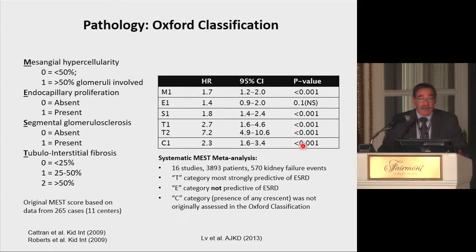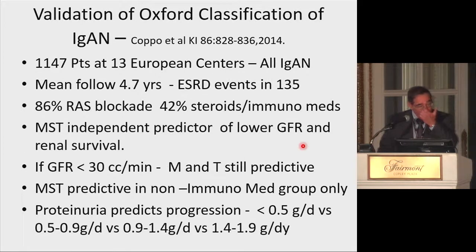Now, you'd have to say MESTC, but nevertheless, if you think of any glomerular disease, tubulointerstitial fibrosis is a bad finding, crescents are a bad finding. That's pretty universal. Recently, the VALIGA study has done a validation of this. This is now 1,100 patients in 13 European centers. The follow-up is 4.7 years, end-stage renal disease in about 10%. Almost everybody's getting ACE inhibitor or ARB, and almost half got steroids or immunosuppression.